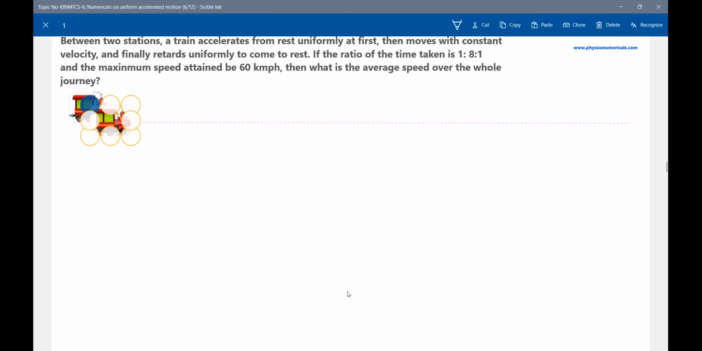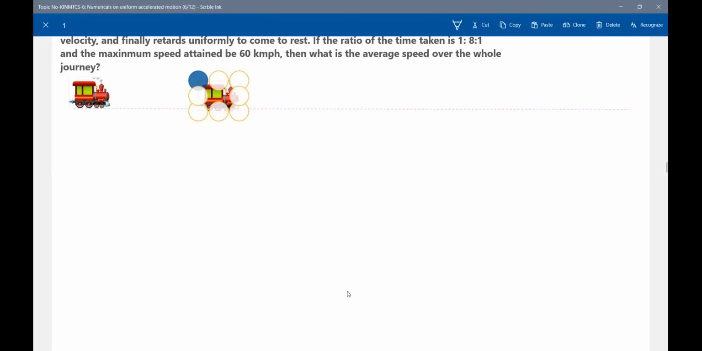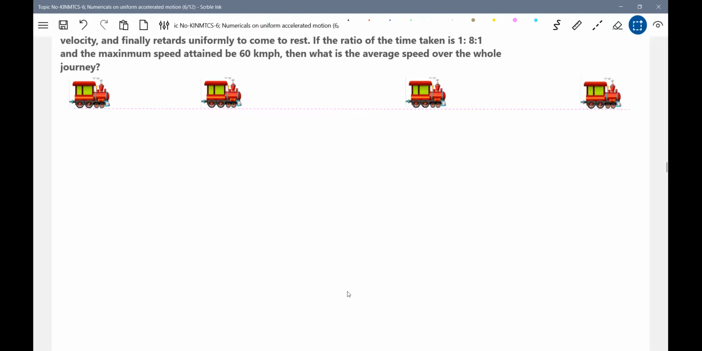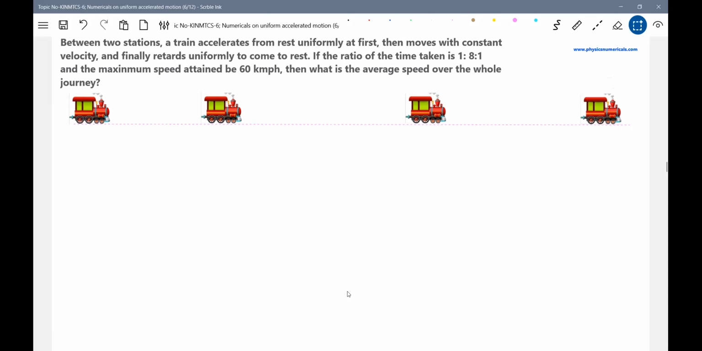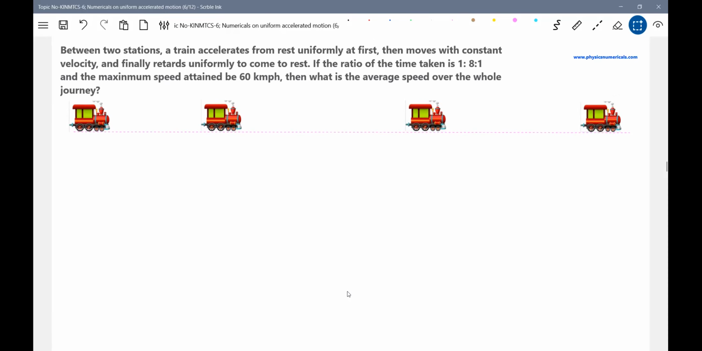Similarly to the previous problem we discussed, that was a car. It will accelerate, then move with uniform velocity, and then finally it will come to rest here. The ratio of times is given. So this time we'll call T. This has 8T. This is T.